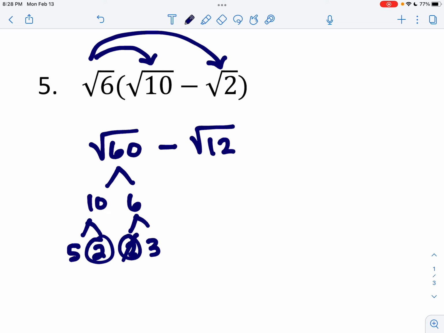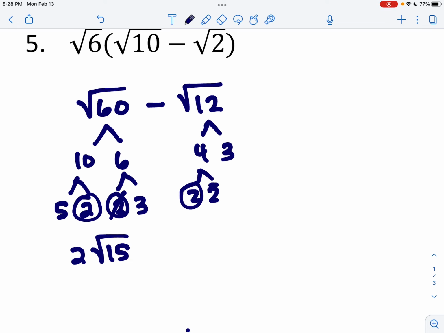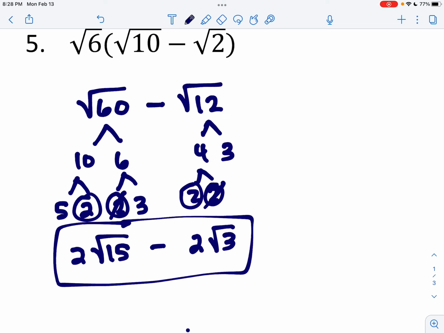Circle our doubles, cross 1. So the square root of 60 is 2 with radical 15. Square root of 12 breaks down into 4 and 3. 4 is a perfect square, so that's going to go 2 and 2. And this is going to be 2 with radical 3. Since they're both in simplified form, we cannot subtract them because they are not like radicals. So we have to keep that as our answer.